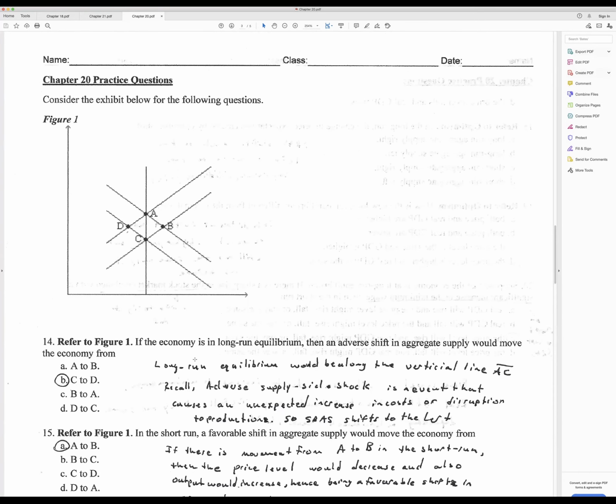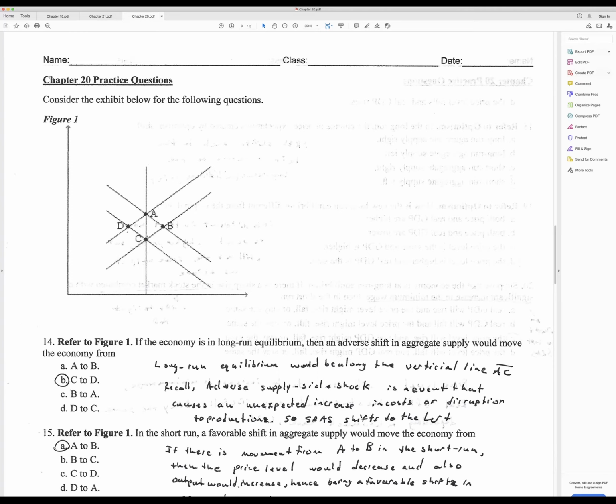Okay. So this one is kind of just an extension of what I just said. If the economy is in long run equilibrium, that means we know that we have this long run aggregate supply curve and we're at a point on that curve. Then an adverse shift in aggregate supply, so that would mean a shift to the left in supply, what would that move the economy from? What we're basically saying is that if this curve shifts to the left and we know that we're somewhere along this curve, then where are we going to be?